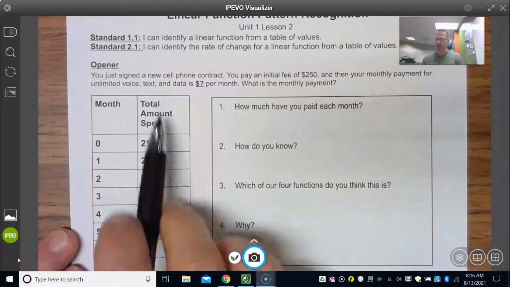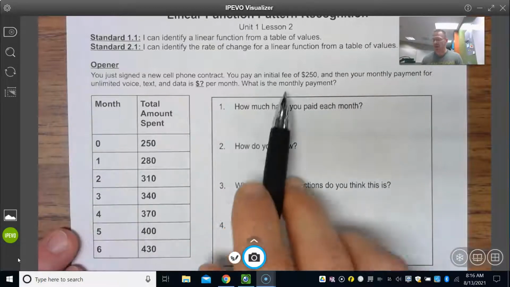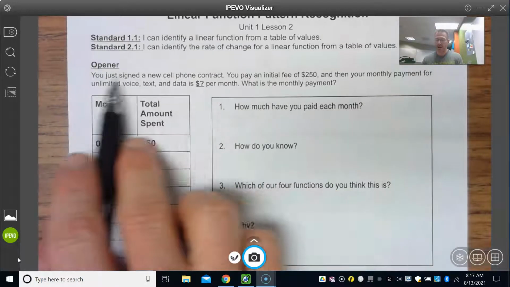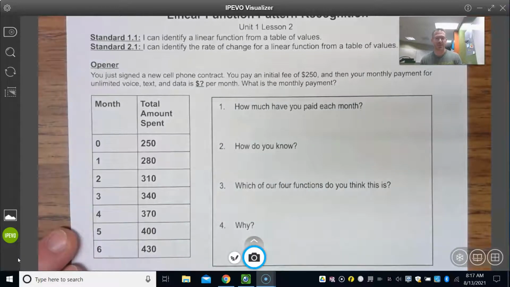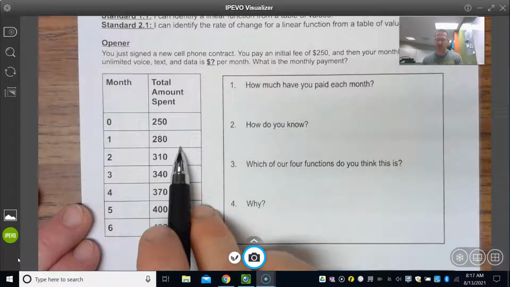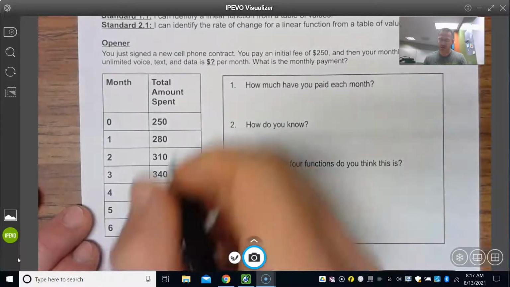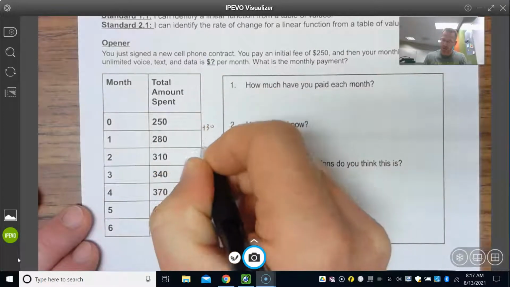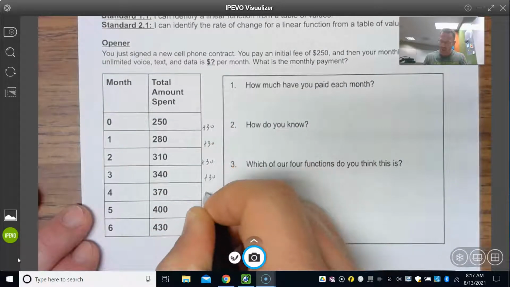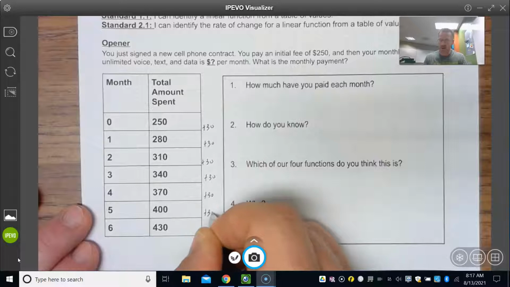All right, so you have a new cell phone contract. You had to pay $250 right away, and we want to figure out what your monthly payment is. The way we're going to look at this is if we look at what's happening here, you can see the total amount that you have spent. And so I see $30, 30, 30, 30, 30, 30.